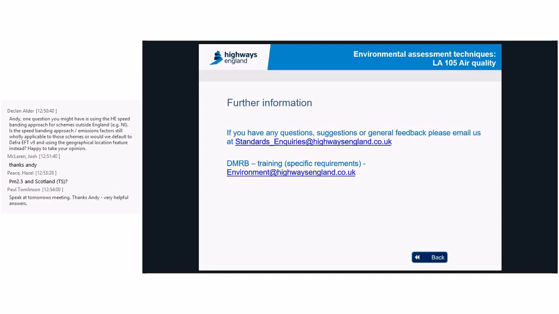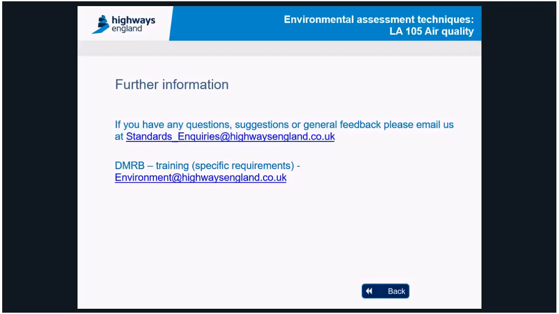On PM 2.5 in Scotland, Transport Scotland have got a separate national application annex, and they do note within it to approach them before undertaking assessment. So in that example, Hazel, the point you raise, in your engagement with Transport Scotland in completing schemes on their behalf following LA 105, they would provide further clarity on that issue around PM 2.5.